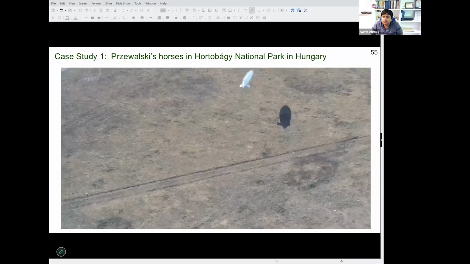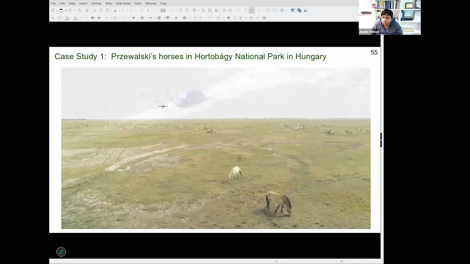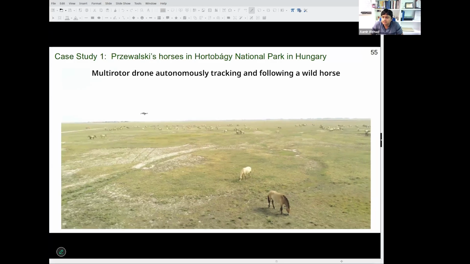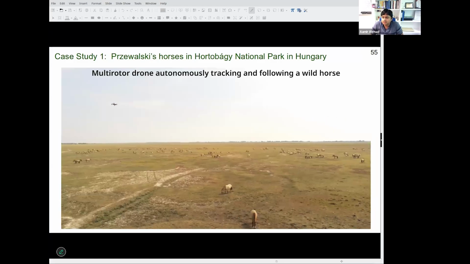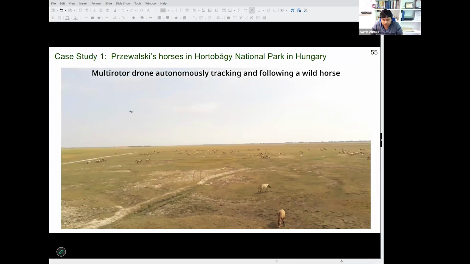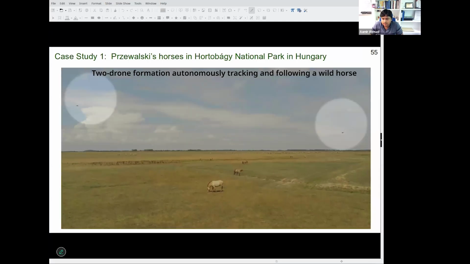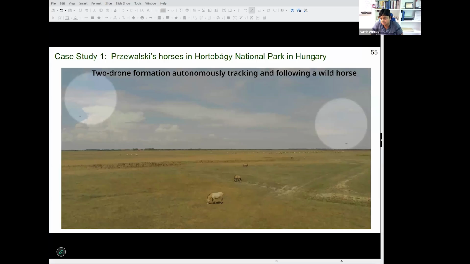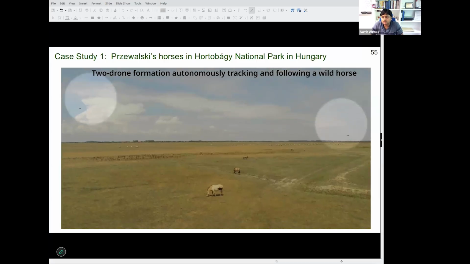Right. In Hungary, we have also deployed our multi-rotor drones, tracking individual horses, a single multi-rotor drone detecting and tracking, and also the cooperative active perception formation control that I talked about, tracking horses.